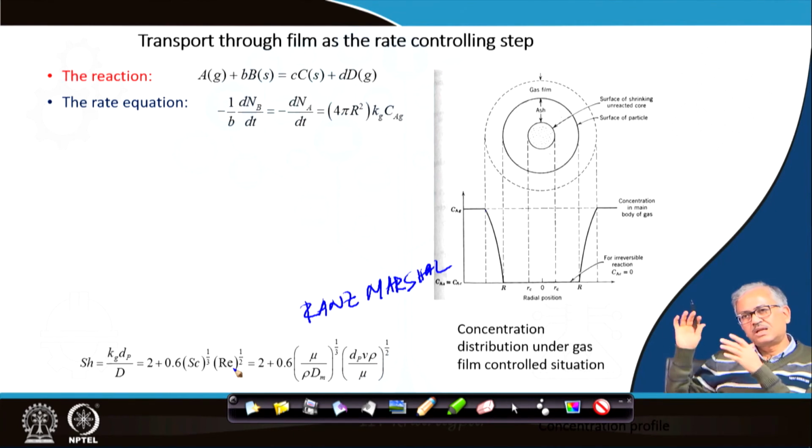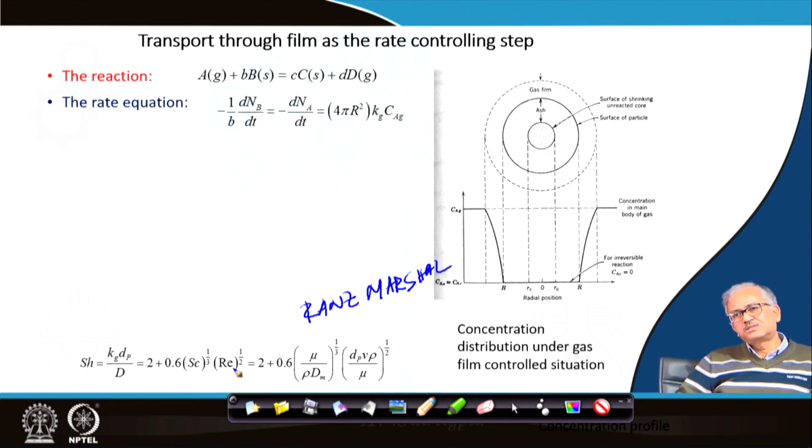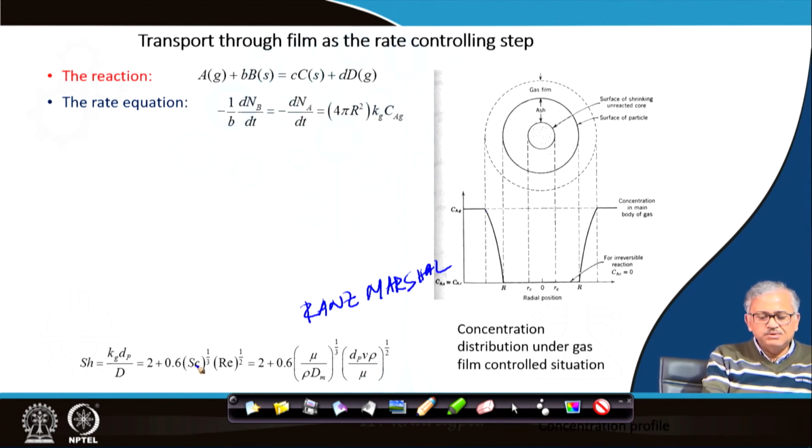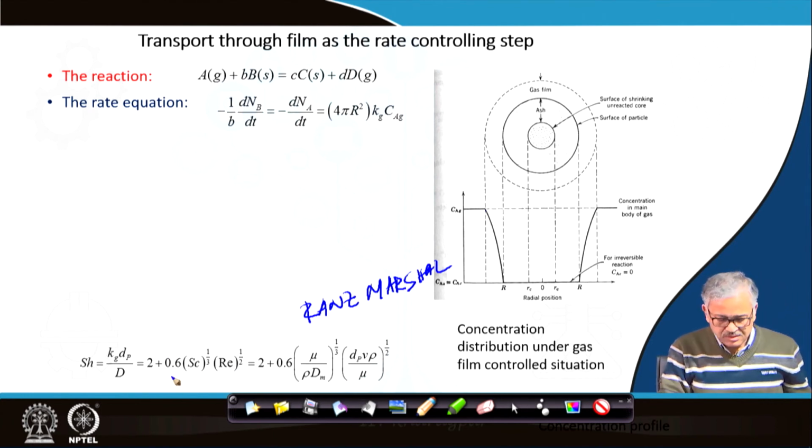So, basically the Sherwood number is given as a function of the Reynolds number and the Schmidt number, and this type of correlation is available. Several such correlations are available for different systems, where you can get the mass transfer coefficient at any heterogeneous interface, like here, the solid-gas interface. This is a very well known correlation for spherical systems.